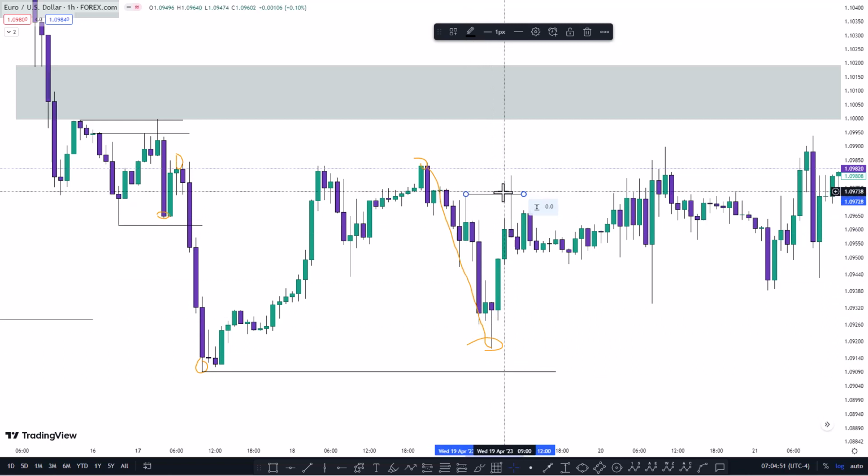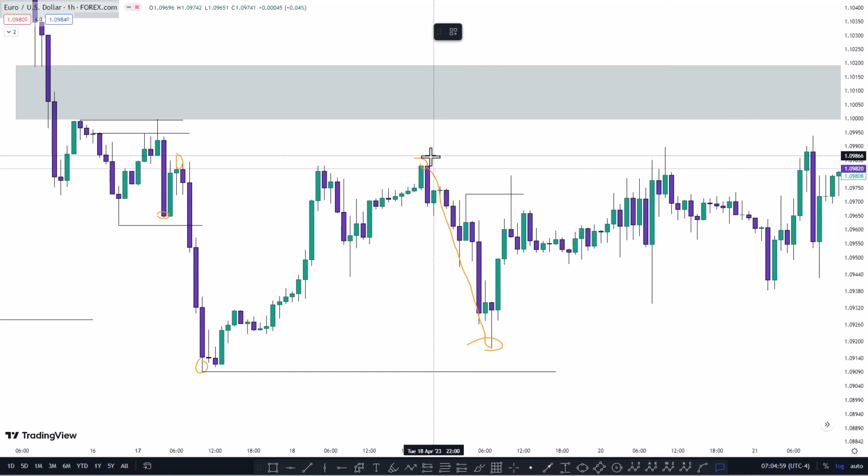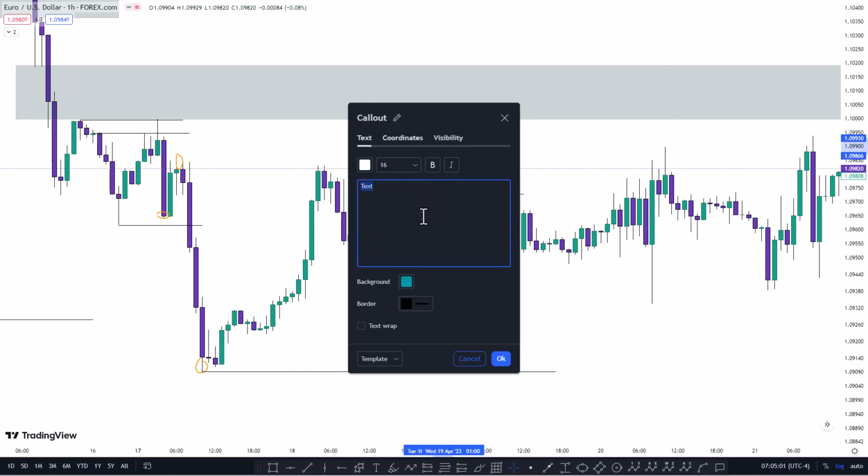What does it tell us? Immediately, this is no longer a high. This area is no longer a high. This is what we call a failed high.